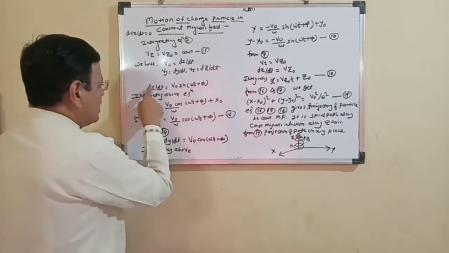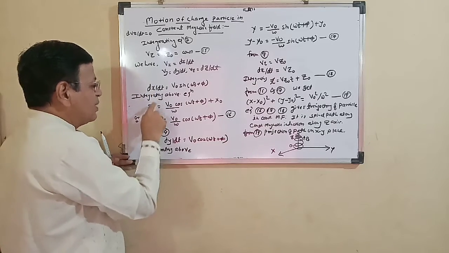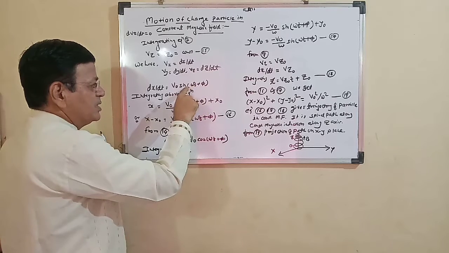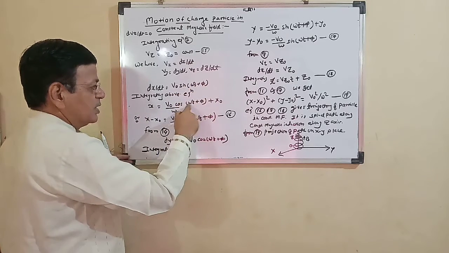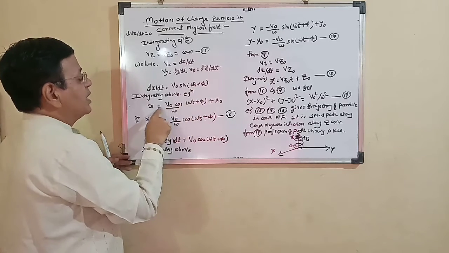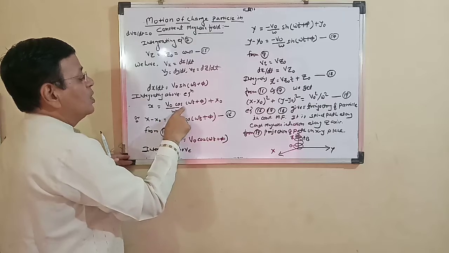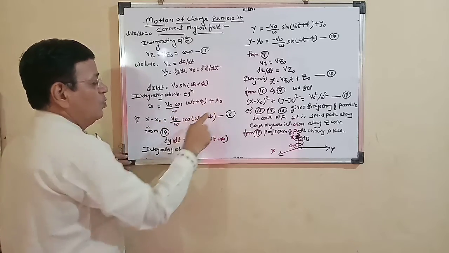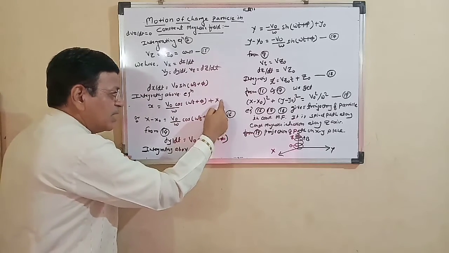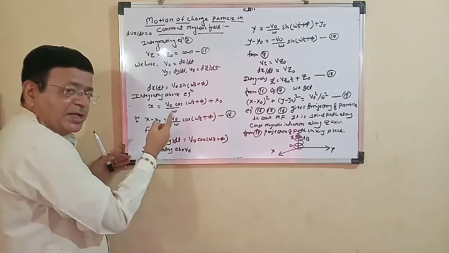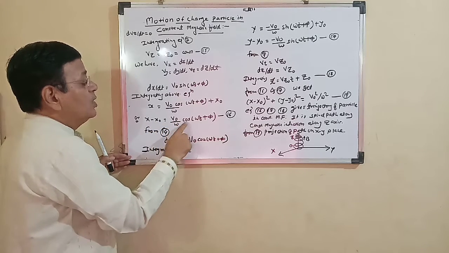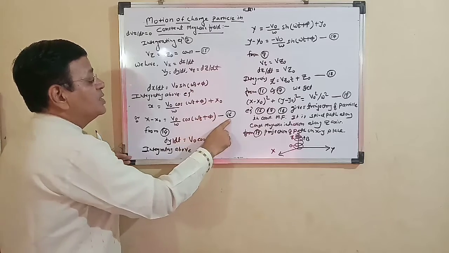Integrating this equation, the integration of dx by dt is x. And the integration of sin(omega t plus phi) is nothing but cos, with omega t plus phi, divided by omega. So we get x is equal to v0 upon omega cos(omega t plus phi) plus x0, where x0 is our constant of integration. We take this x0 value to the right hand side, so x minus x0 is equal to v0 upon omega cos(omega t plus phi). Call this equation number 16.